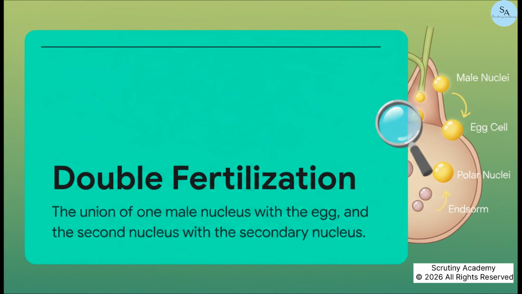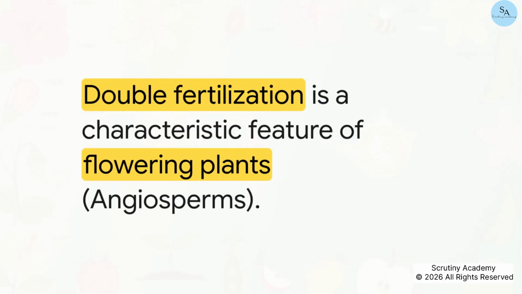This definition right here, it's often worth a solid 2 or 3 marks. So you're going to want to learn it precisely. It really highlights those 2 separate fusions that happen inside the embryo sac. And that's the whole key to this process. And really, this is what sets flowering plants, or angiosperms as they're officially called, apart from every other plant group out there. This whole process of creating both an embryo and its food supply at the exact same time is a super efficient and brilliant evolutionary trick.